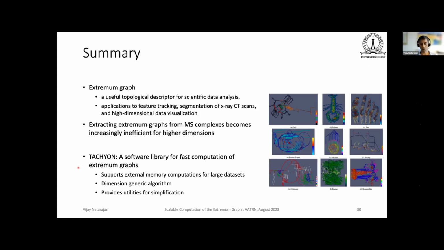It is able to support computation of data which do not fit in memory. It also scales or generalizes to higher dimensions. The library also provides utilities for simplifying the resulting extremum graph. This is still in the preliminary stages. While the simplification does work and is correct, in terms of computational efficiency, I think there is a lot that can be done here.